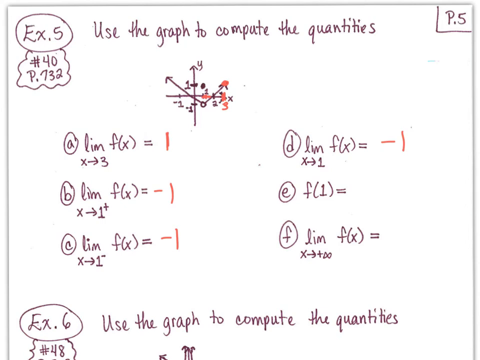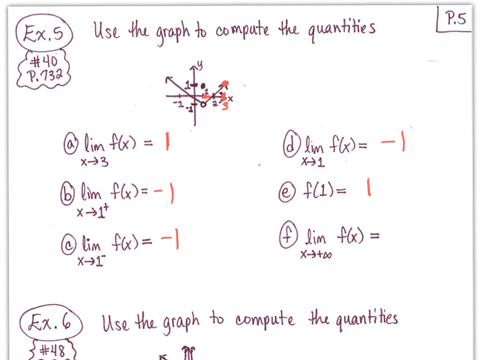Very good. Because they're both approaching -1, meaning the left-hand limit and the right-hand limit as x approaches 1 are both equal to -1, so that means the limit of f of x as x approaches 1 is equal to -1. What is f of 1? So we go to 1. What's f of 1? 1. Very good, because that's where your closed circle is at.